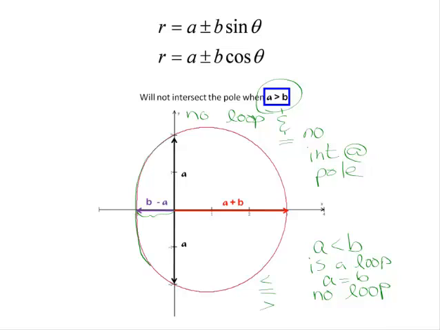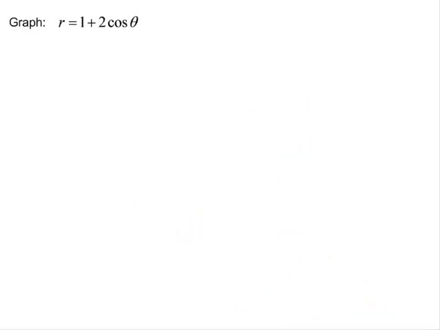Less than, loop. Equal to, no loop. Greater than, flat side. Those are the things you need to know if you're going to graph a limacon.